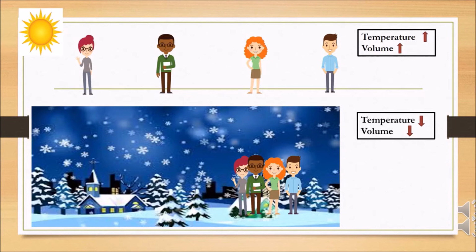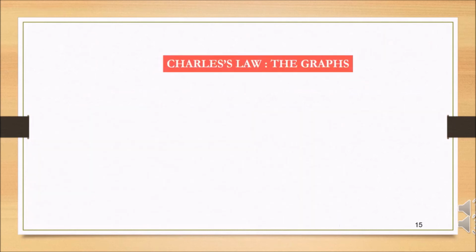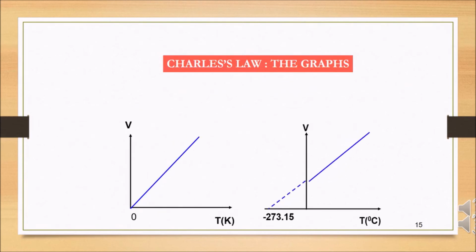During hot weather, the four friends stand far from each other. But in cold weather, they stay closer together. This is an analogy to show the volume is directly proportional to the temperature. The graph of V versus T is a straight line graph, since volume is directly proportional to the temperature.